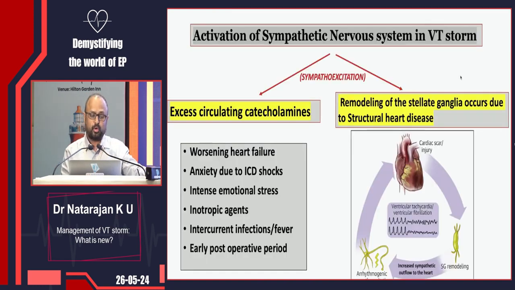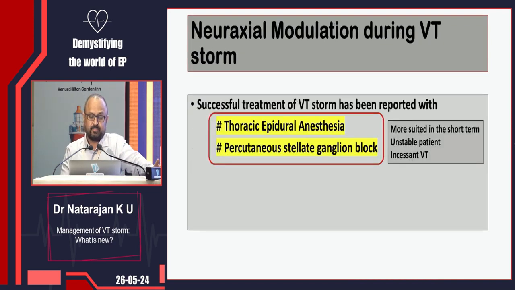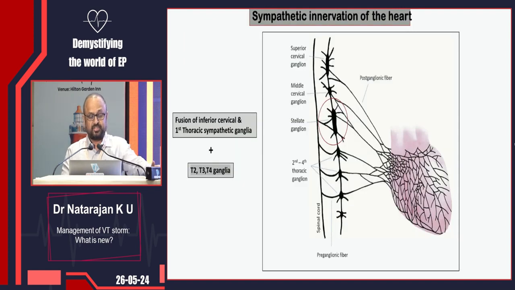We'll quickly go through. I already told you there is excess circulating catecholamines, and of course there is remodeling of the stellate ganglia due to old MI-LV dysfunction and so on. So there is a role for general measures like deep sedation, intubation, paralysis, general anesthesia, mechanical ventilation. And to quieten the storm, we can give temporary measures like thoracic epidural anesthesia or percutaneous stellate ganglion block, either by ultrasound guidance or by anatomic landmarks. And of course, the permanent solution will be surgical denervation. And there is also a role for renal sympathetic denervation in this context.